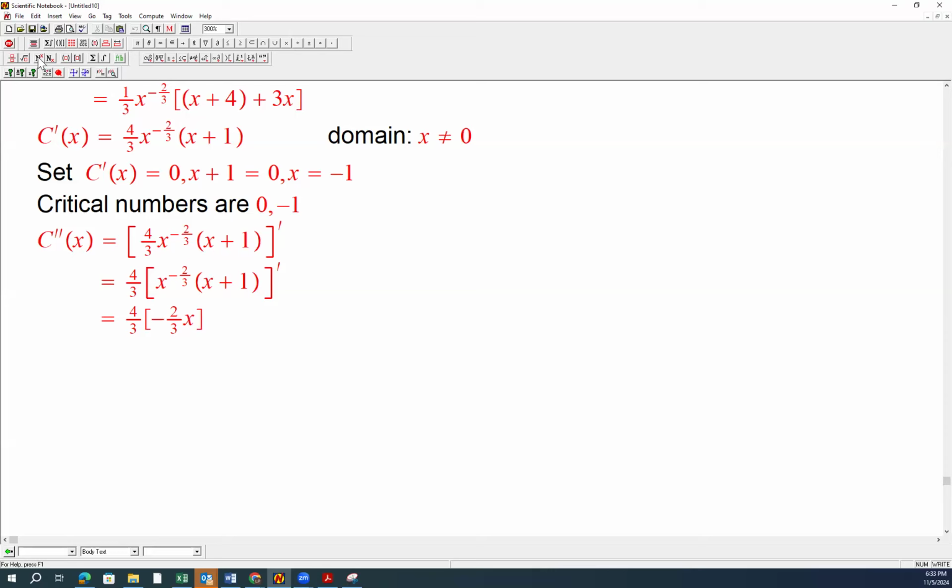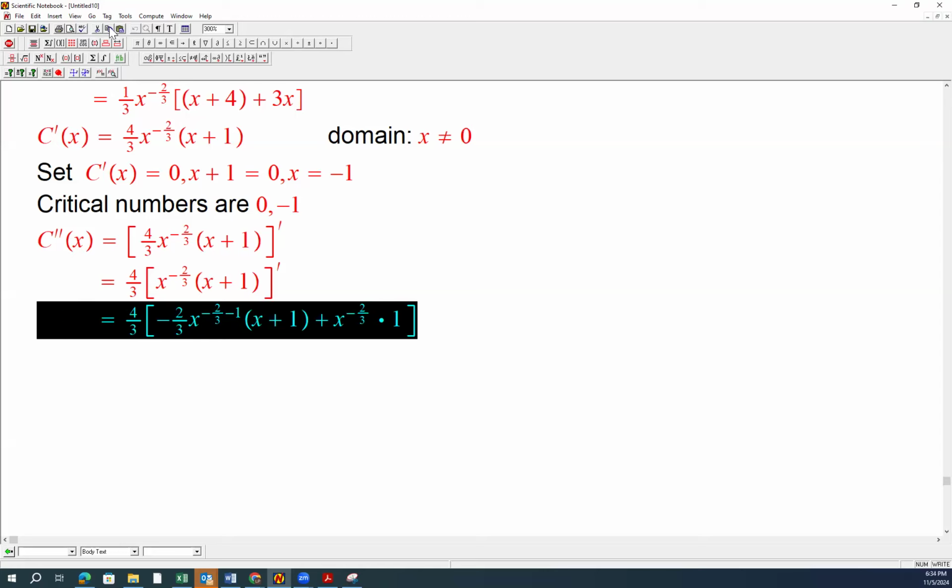x raised to the power of -2/3 minus 1, multiplied by x plus 1, plus, I'm going to keep the x raised to the power -2/3 and differentiate the next one. The derivative of x plus 1 is just 1. So we're done with the derivative part.